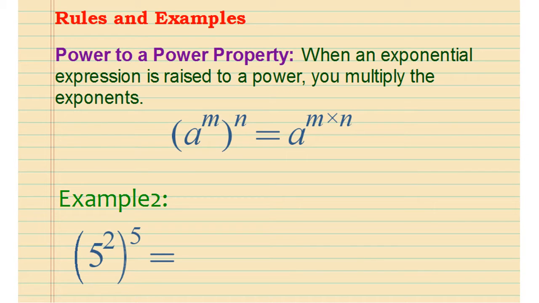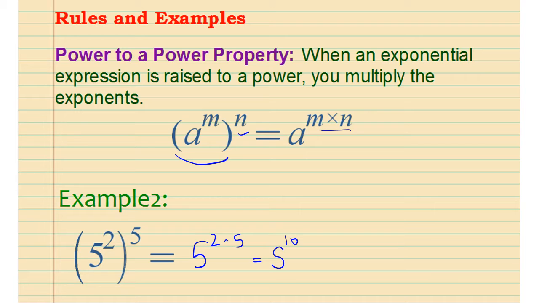Here's our second rule. It's called the power to a power property. If you have a value that's already in an exponent, and you're raising it to another exponent, then the new exponent can be found by multiplying the exponents. 5 to the second power to the fifth power would be found by multiplying the exponents. You would get 5 to the 10th power.